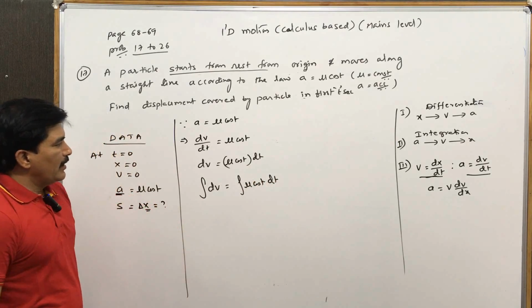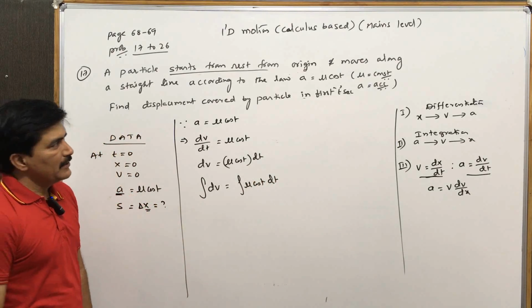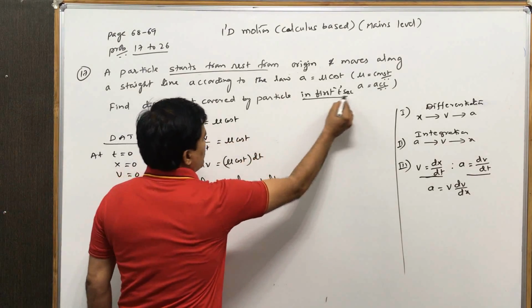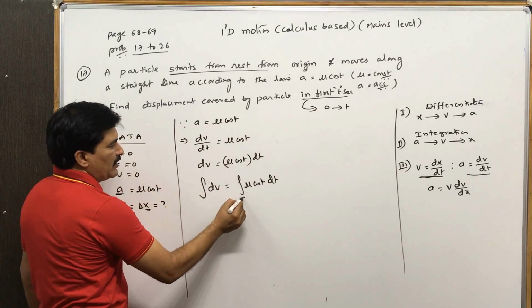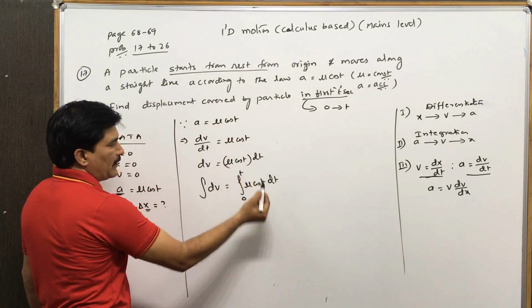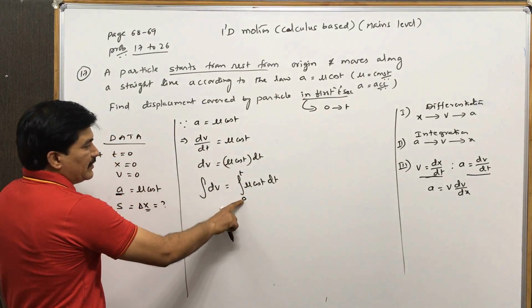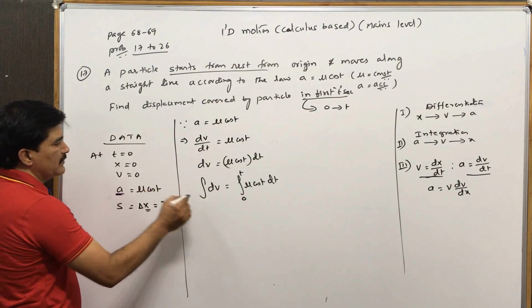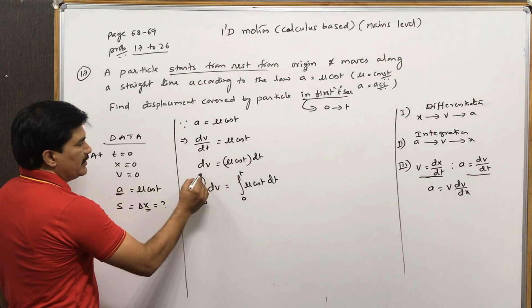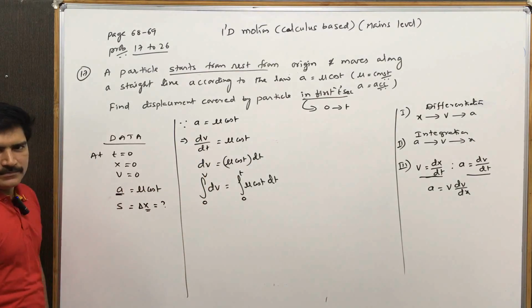now we have to think about the limits. In first t seconds refers to what? From 0 to t seconds, indicates that the lower limit of time is 0, upper limit is t. At t equal to 0, what is the velocity that we have to see? That is 0, and at t equal to t I will assume velocity as v.